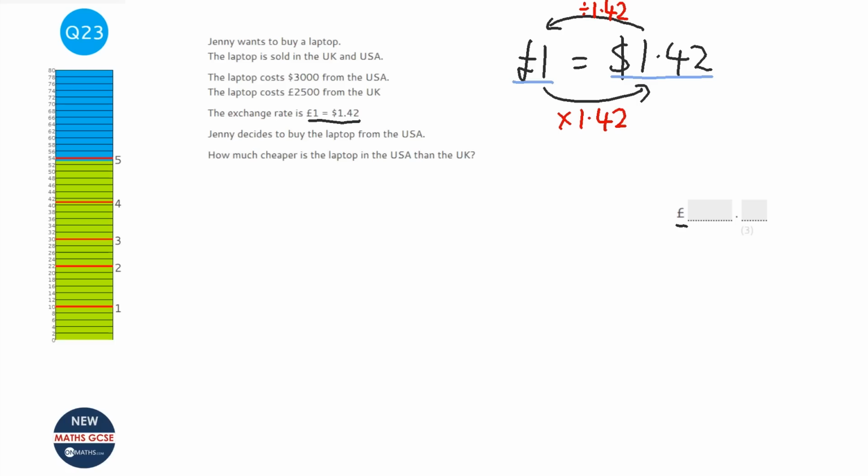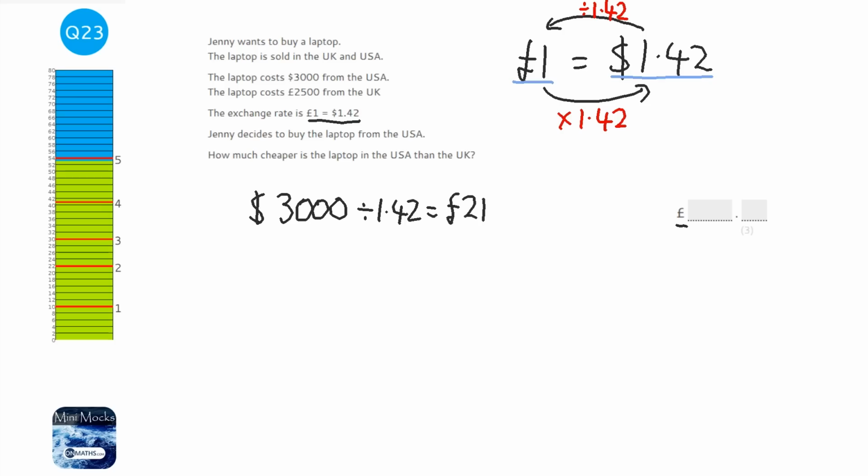So we've got $3,000 and we want to convert it into pounds. So we're going to divide it by 1.42, and I'm just going to type that into my calculator. So 3,000 divided by 1.42, and it's to the nearest pound, 2112.68. Obviously to 2 decimal places, because money is always to 2 decimal places.